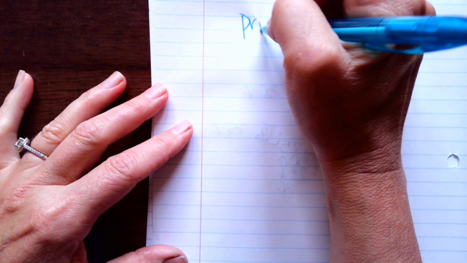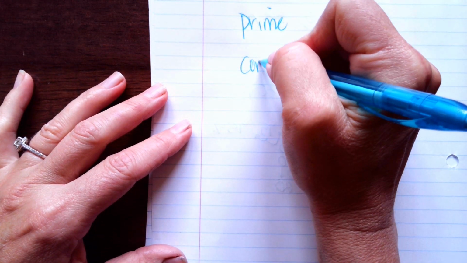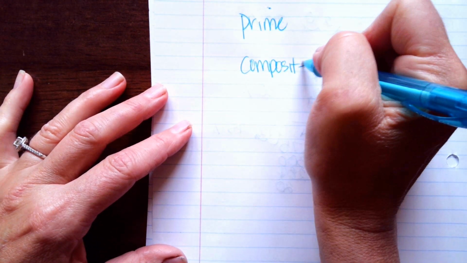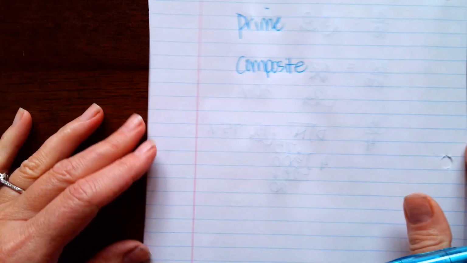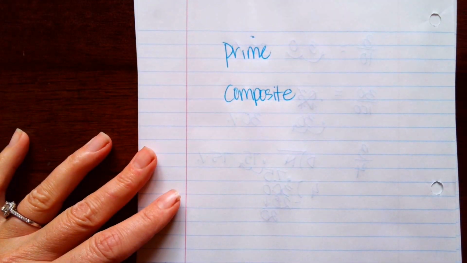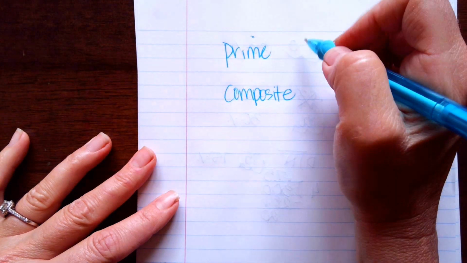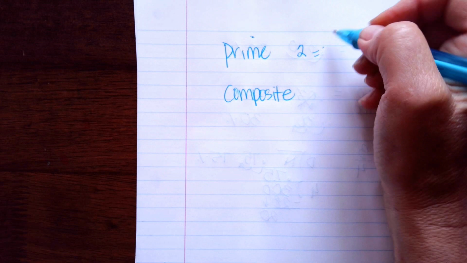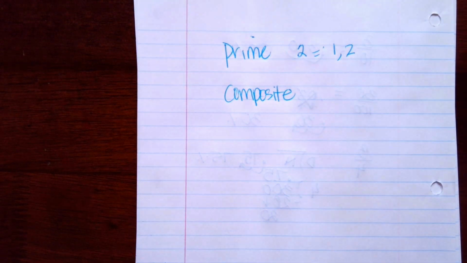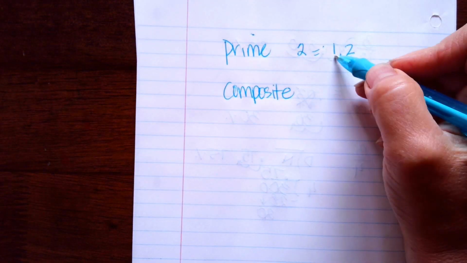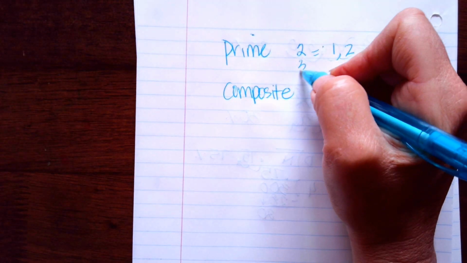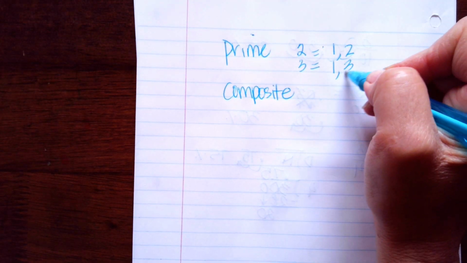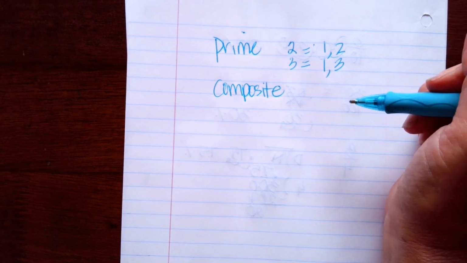Okay, next thing we're going to do is you have something called prime numbers and composite numbers. So a prime number is a number that only has 1 and itself as factors that will divide into it. So the number 2 and the things that can divide into 2 are 1 and 2. That's a prime number because we only have 2 factors, 1 and itself. 3 is a prime number, 1 and 3, nothing else divides evenly into it.